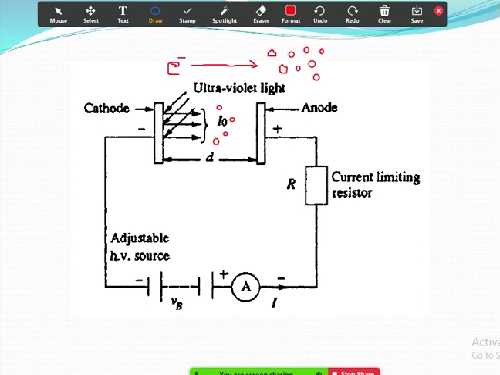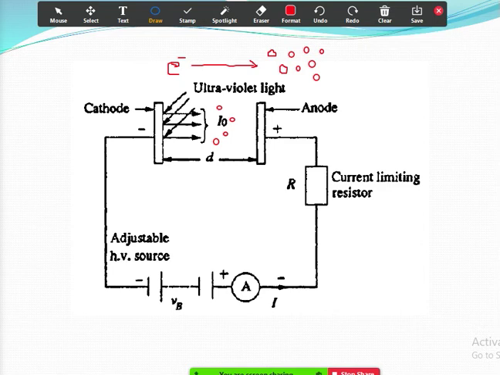Whatever electrons are generated because of the fall of UV light, those electrons will get collided with the atoms. Because of the collision, if that collision has sufficient strength, then what happens is that this collision will lead to an electron plus ion. Okay, so we see this.